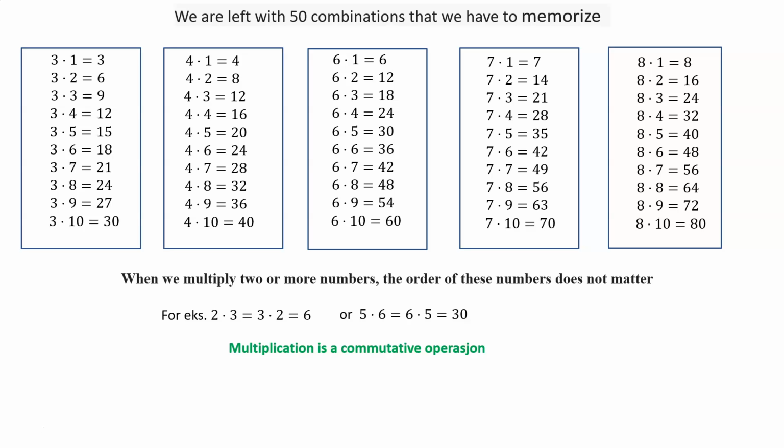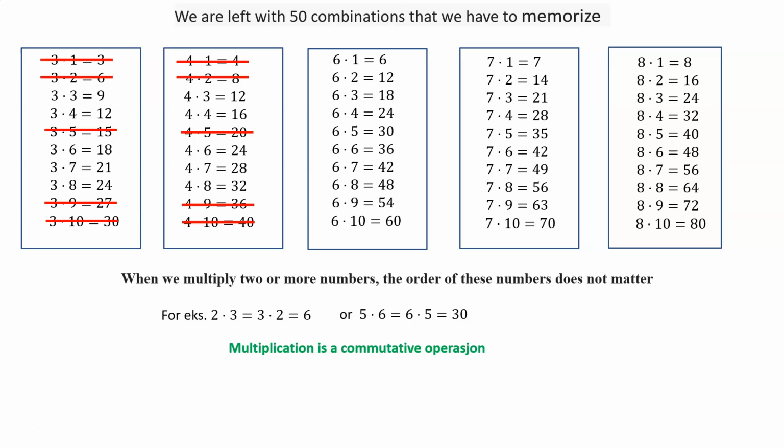This means that we can remove another 25 combinations, because when we learn, for example, 1 times 3, we learn at the same time 3 times 1, which is equal to 3. When we learn 2 times 3, at the same time we learn 3 times 2, which is equal to 6. When we learn 5 times 3, at the same time we learn 3 times 5, which is equal to 15. When we learn 9 times 3, at the same time we learn 3 times 9, which is equal to 27. And when we learn 10 times 3, at the same time we learn 3 times 10, which is equal to 30. And this applies also to the numbers multiplied by 4.